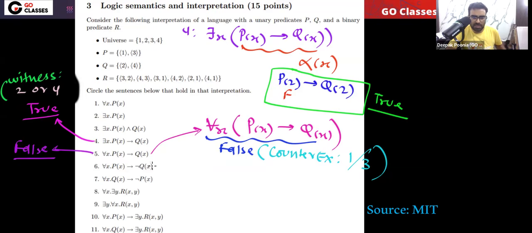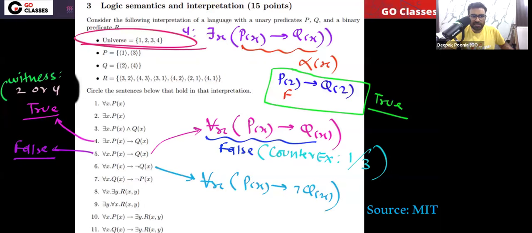What next? Statement sixth is saying that for all x, if p is true, then q is false. This is saying for every element in the domain, if p is true, then q is actually false. So let's see, for every element in the domain you check, if p is true, then q should be false. Notice, p is true for 1 comma 3. For 1 comma 3, q is false. Yes, so this statement is actually true.